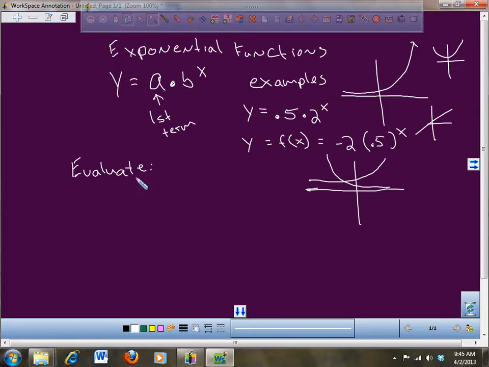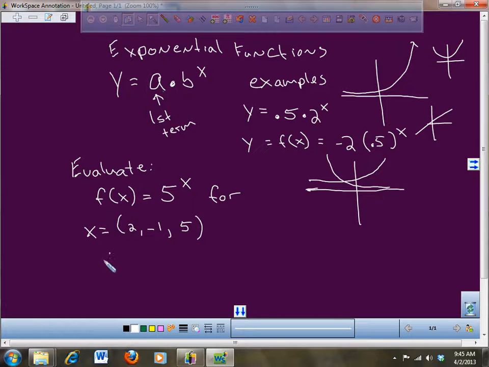Evaluate f of x equals 5 to the x. So this is an exponential function as well, in which a is just 1. For x equals 2, negative 1, and 5. Could we do that? All you do is you plug in.